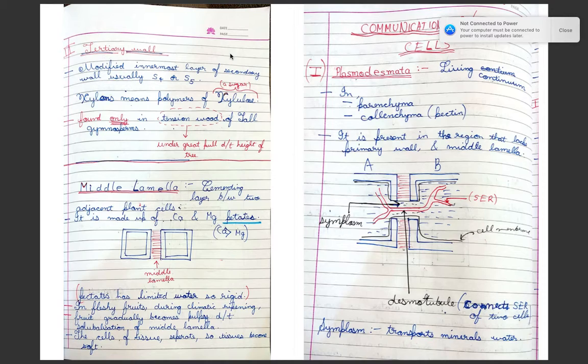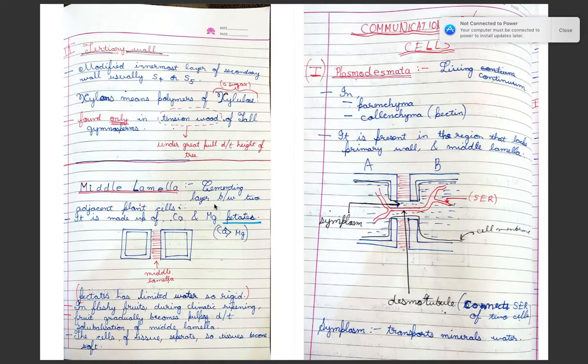It is only found in tension wood of tall gymnosperms. It is called tension wood because tall gymnosperms, approximately 50 meters, are very very high and have to pull water to a great height of the tree, and the transpiration also involves a very large amount of water. So to manage that, tertiary wall is created. It is not found anywhere else except in very tall gymnosperms.